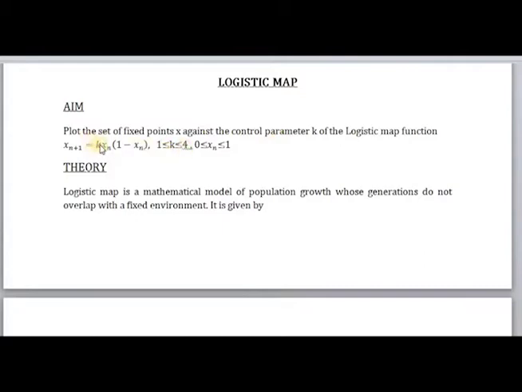And this yields us the bifurcation diagram. At certain values of k, what happens? The attractors become 2, that is, there occurs a bifurcation. Two attractors will be developed at certain points. At certain values of k, the number of attractors becomes 4.